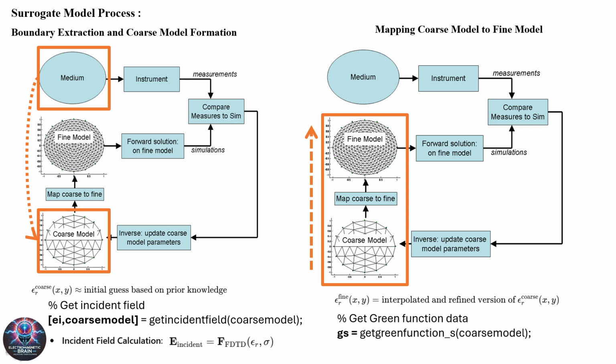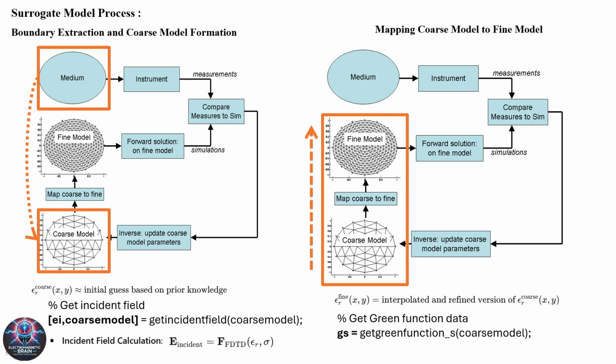The initial guess of the brain structure is represented by the coarse model, which simplifies the problem. This model discretizes the brain into large, low-resolution grid elements. The relative permittivity and conductivity values are assigned based on prior knowledge of tissue properties. The coarse model represents the discretized form of the permittivity distribution. The coarse model is initialized in the getIncidentField function, where we allocate the grid size I times J, which corresponds to the number of pixels in the discretized medium.